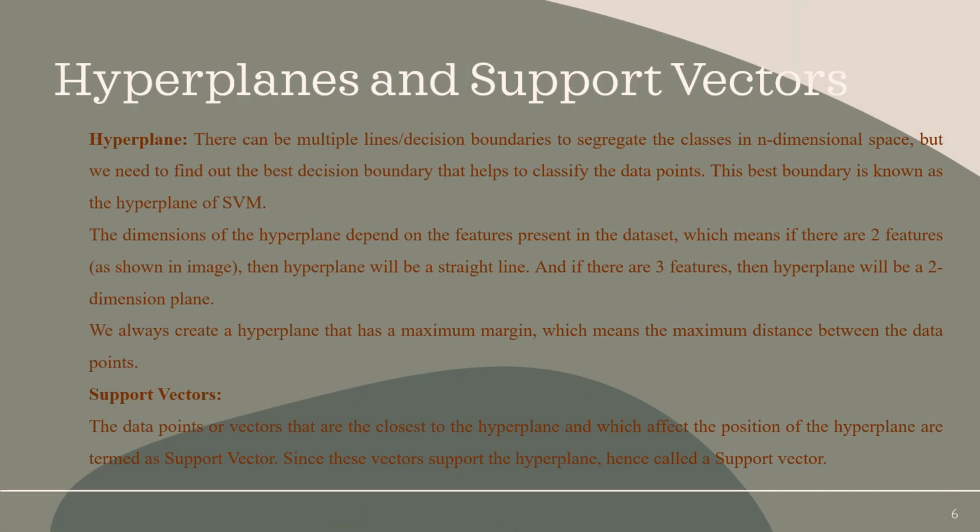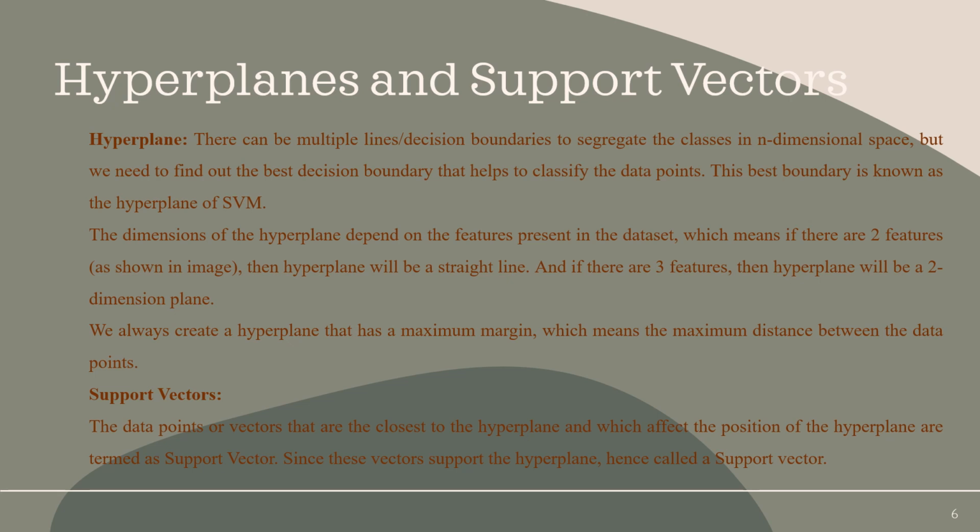What are hyperplanes and support vectors? Hyperplane. There can be multiple lines or decision boundaries to segregate the classes in n-dimensional space, but we need to find out the best decision boundary that helps to classify the data points. This best boundary is known as the hyperplane of SVM.